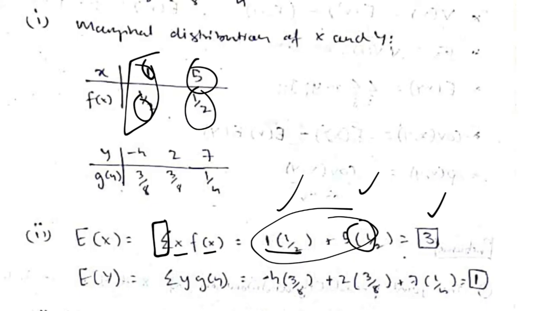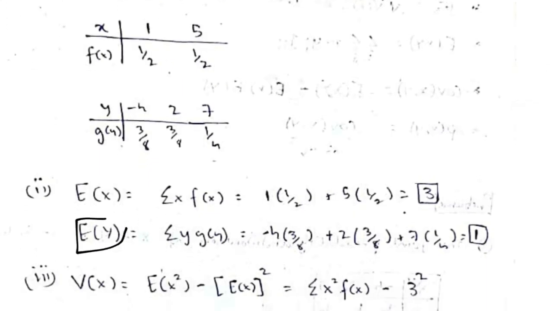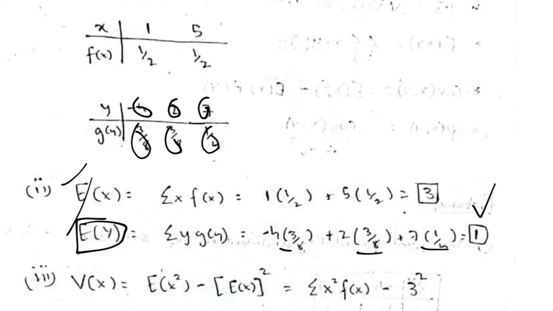Okay, that will get us 3. Same thing we will do for the y also, to get E of y, that is y into g of y. Okay, multiply these two values, then we will get 3 terms here which will be added to get the E of y value. Okay, this is for the E of x and E of y.